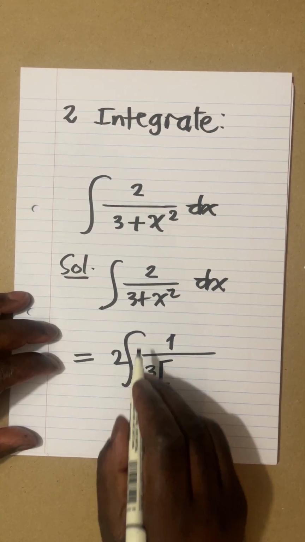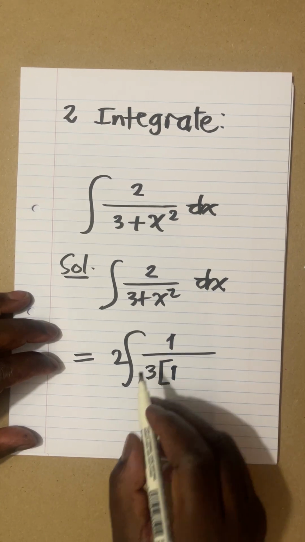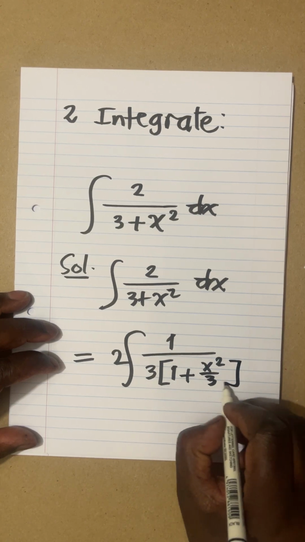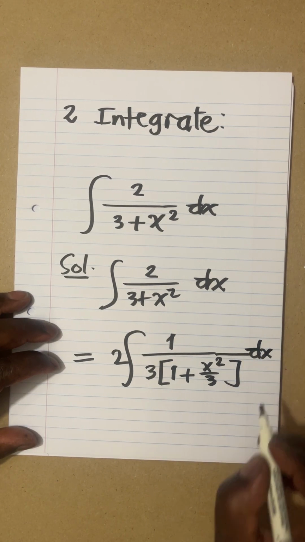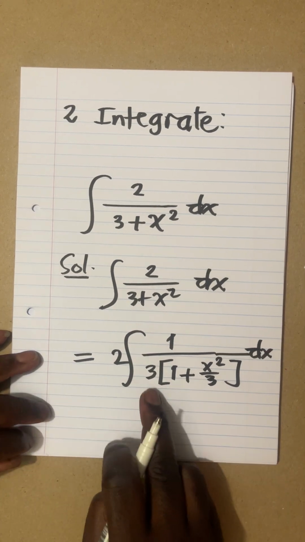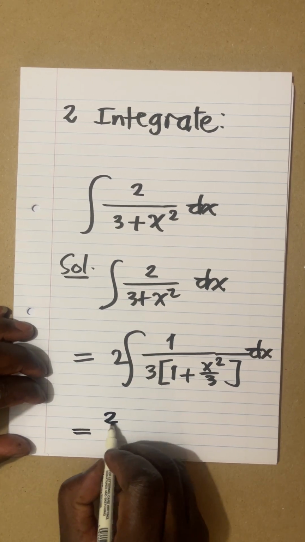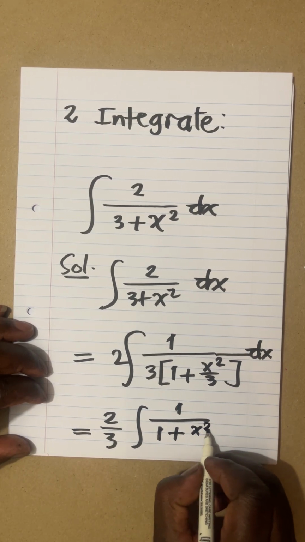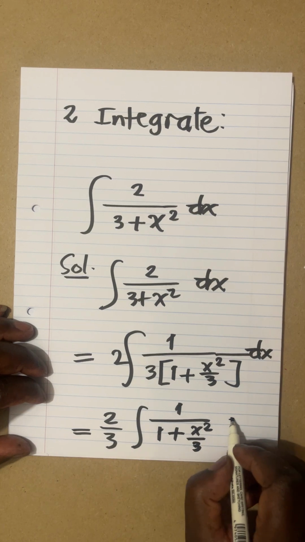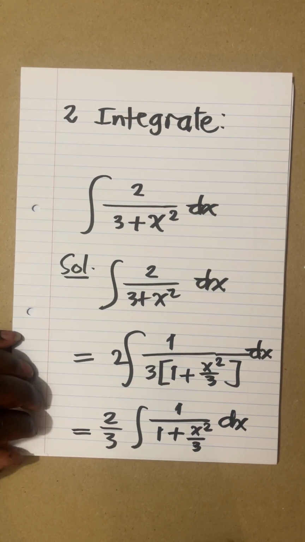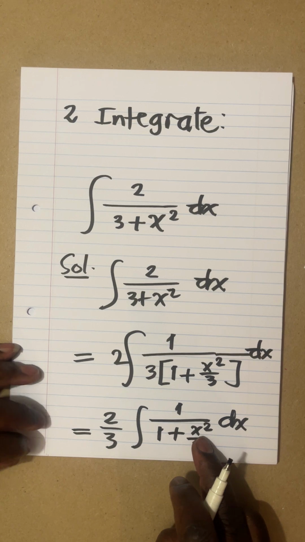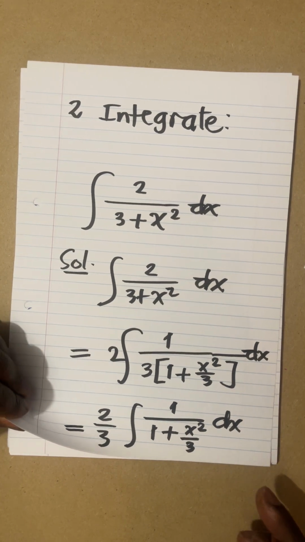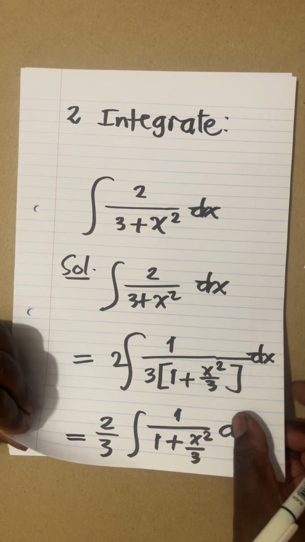I say open brackets. What is 3 into 3? 1. There is my 1. And then I divide 3 into x squared. So this is going to be plus x squared over 3, like this. Don't forget to say dx. Right. Now I can take 3 out. Remember, 3 is dividing. So this is now going to be 2 over 3, and then the integral of 1 all over 1 plus x squared all over 3 dx. Now remember here, the whole of this place must be something squared. It means I'm going to have to take the square root of 3 and square it. Now that's a moment of brilliance right there. All right, let me move to the next page.